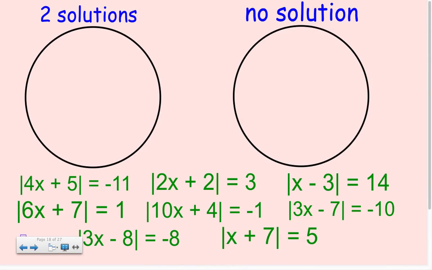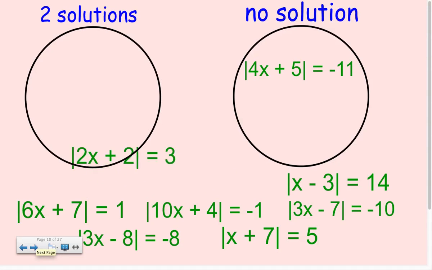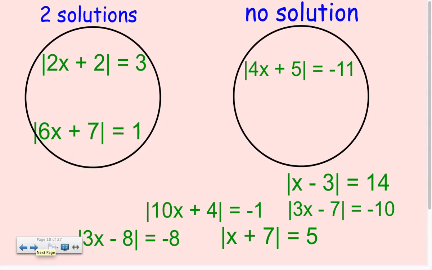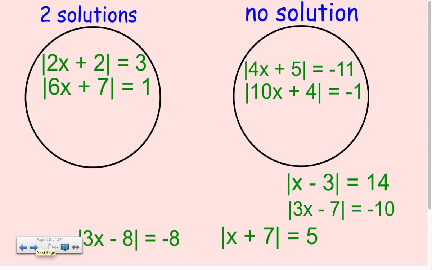All right, click and drag. We're going to drag the equations into either the two solution circle or the no solution circle. Since this one equals negative 11, it's no solution. Since this one equals positive 3, there's two solutions. Since this one equals 1, there's two solutions. Since this one equals negative 1, there's no solutions. Since this one equals positive 14, there's two solutions.